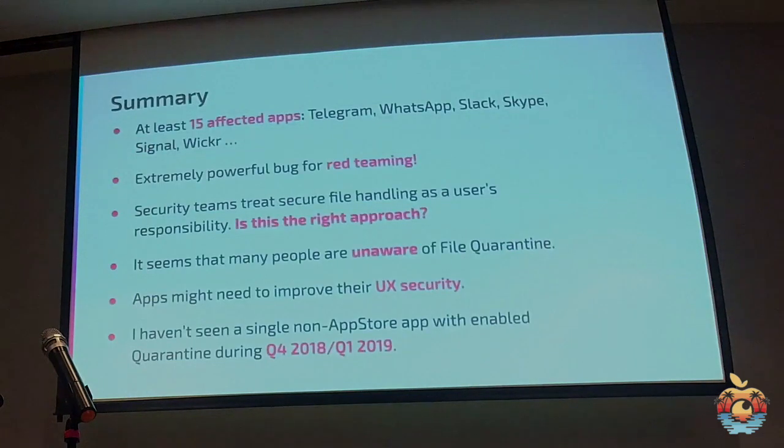Summarizing this part of the talk, at least 15 different messengers were affected, including such well-known messengers as Telegram, WhatsApp, Slack, Skype, Signal, Wickr, and so on. This bug actually is extremely powerful because you don't need any sophisticated tooling or sophisticated exploit to compromise the victim. You just need to send a terminal file, and hope that the victim is going to open it.